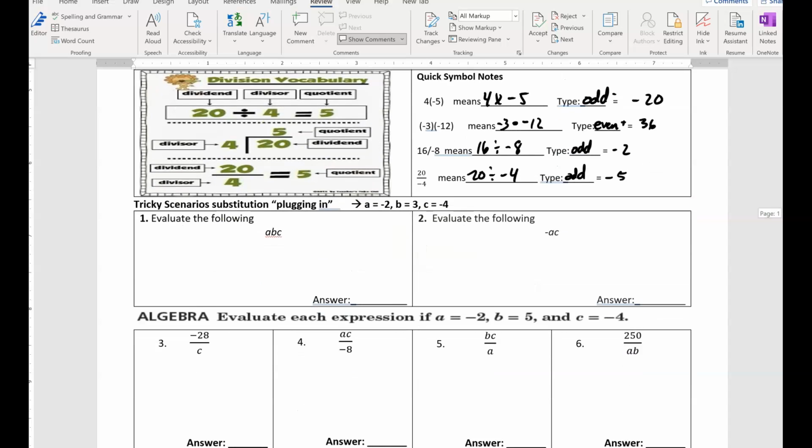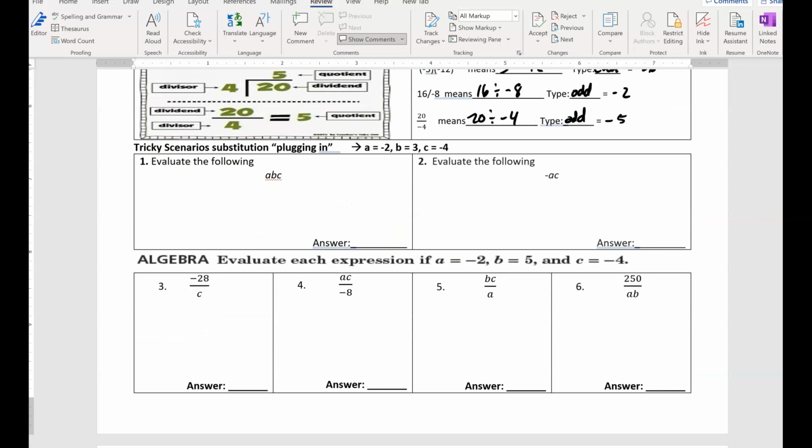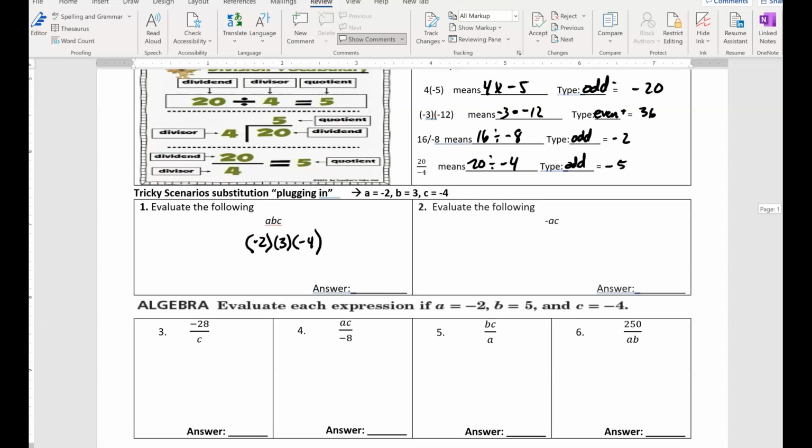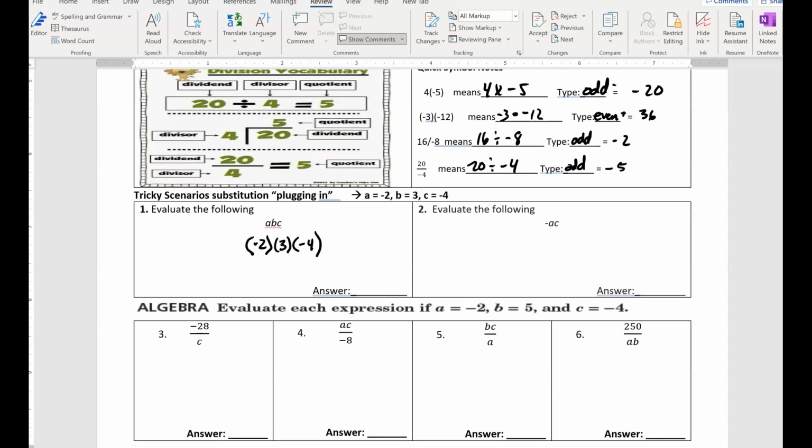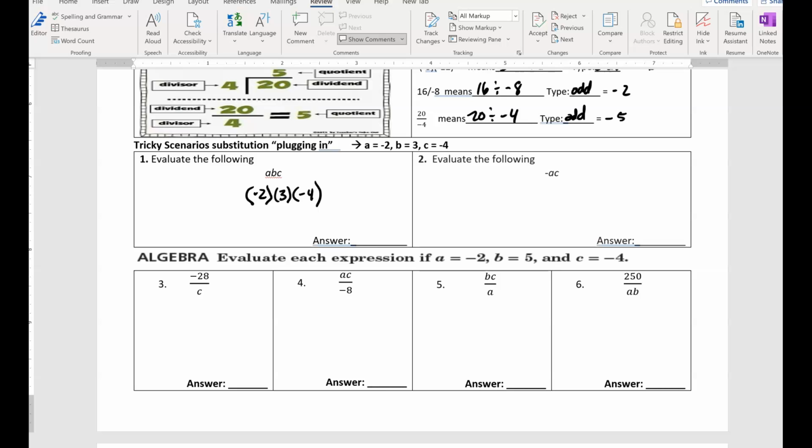Real quickly, we're going to do some plugging in here. Basically, when you plug in, use parentheses and plug in the exact number that you see. So for A, it says A is equal to negative 2. So we plug in negative 2. Now I go to B. B is equal to 3. So parentheses 3. C is equal to negative 4. Now, just like I did up here, I see parentheses next to each other. That just means multiply. That's exactly what I'm going to do. So I have an even amount of negatives, so my answer is going to be positive. Let's just multiply. 2 times 3 is 6, times 4 is 24.